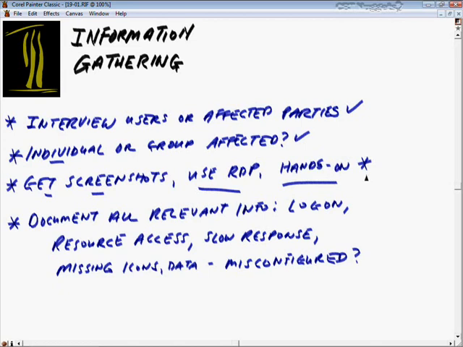And this is a lot like those detectives from Law and Order going and just getting all the information they can. Okay? Is it a logon issue? Can the user not log on? Can multiple users not log on? Is this a resource access issue? And what resources can they not access? Network printers, particular servers, or is it files on those servers or shared folders on those servers?